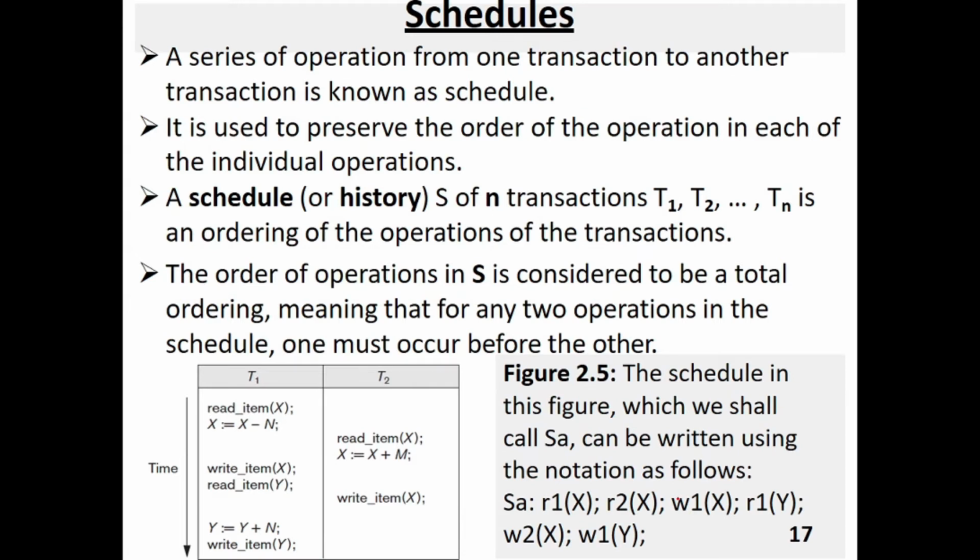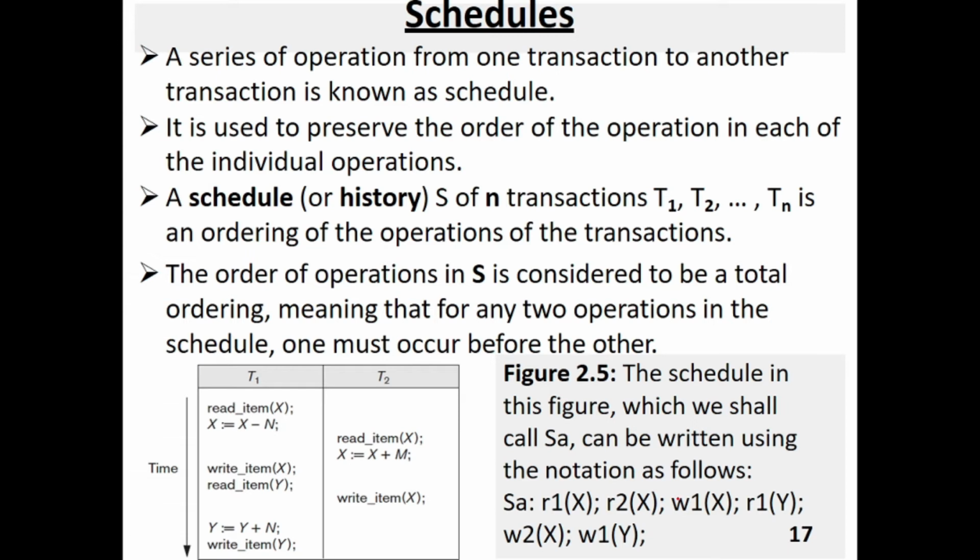A schedule is a series of operations from one transaction to another transaction. We call it a schedule. It is used to preserve the order of the operations in each of the individual transactions or sequences of operations. A schedule S of n transactions T1 up to Tn is an ordering of the operations of the transactions. We call it a sequence or schedule.